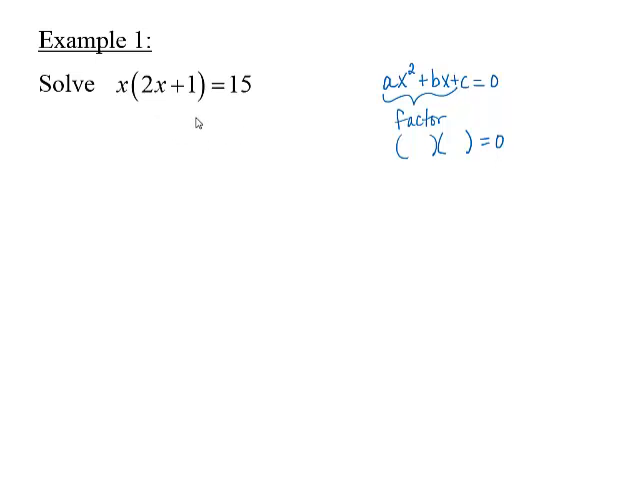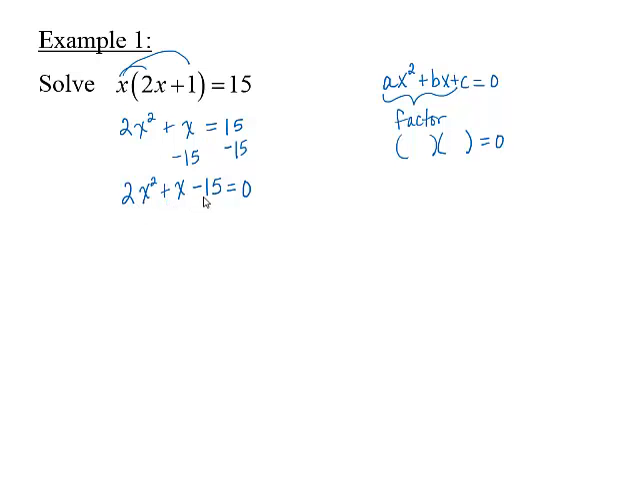To solve this equation, we have to undo the multiplication and put it in a form where 0 is on one side. Distributing gives us 2x squared plus x equals 15. To get one side of the equation equal to 0, we will subtract 15 from each side. This gives us 2x squared plus x minus 15 equals 0.